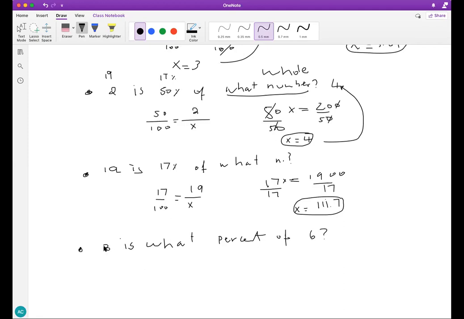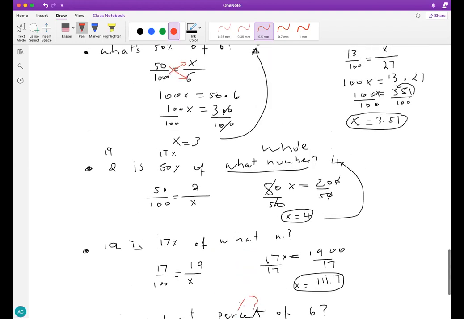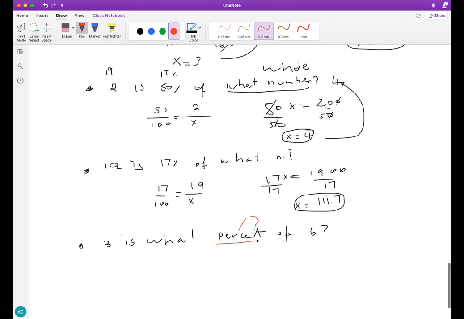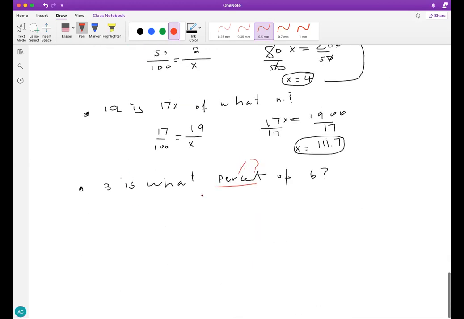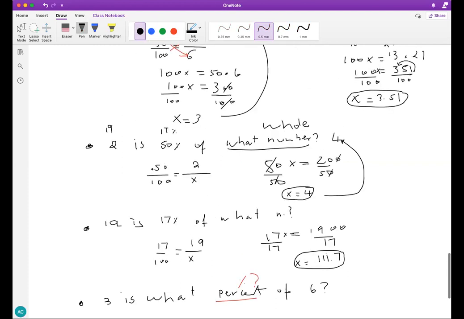So 3 is what percent of 6. Notice, this time we don't have the percent. We don't know it. This whole time it was given, we just wrote it on the left side. But sometimes the percent itself is missing. So far, we only worked with the other ones missing, but sometimes the percent itself is missing, but we have the numbers. So when you see "what percent," that means you're missing the percent. So we don't know what to put here. So where does the X go?